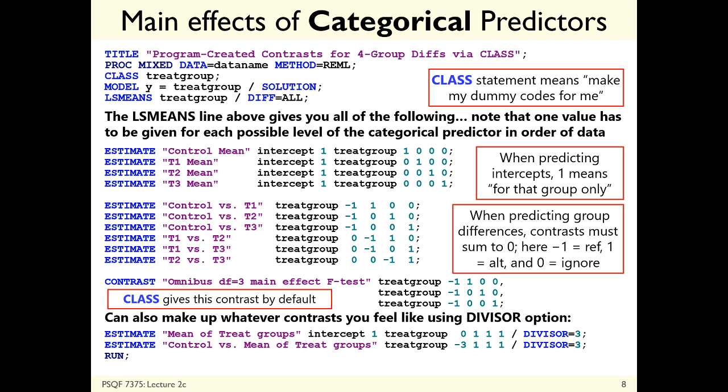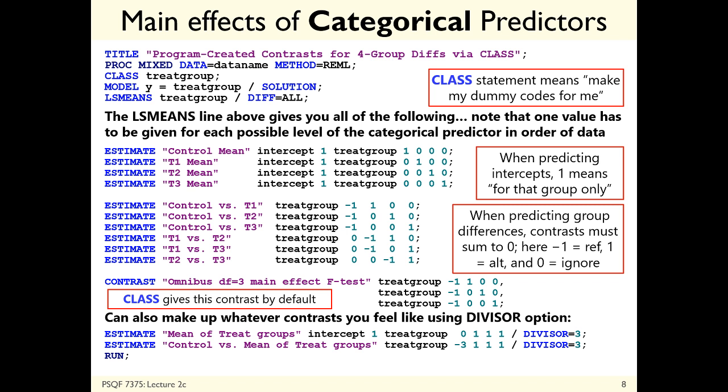So behind the scenes, what LS means is doing for you is first giving you the model predicted mean per group. So that's the first 4 lines here. If I wanted to write the code manually to do what LS means is doing, each group, the treatment group variable has 4 values after it, because I have to use a combination of zeros and ones to indicate for which group I want this predicted value. So it's 1 when it's turned on for that group and 0 when it's turned off. To get group differences, all of them, all 6 of them are given to you by diff equals all.